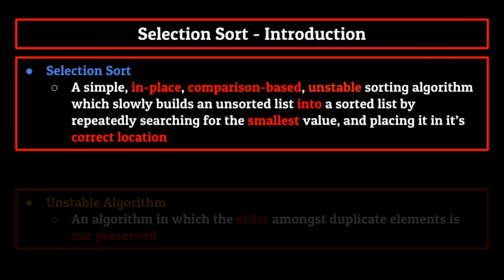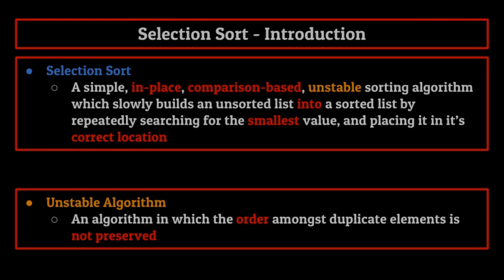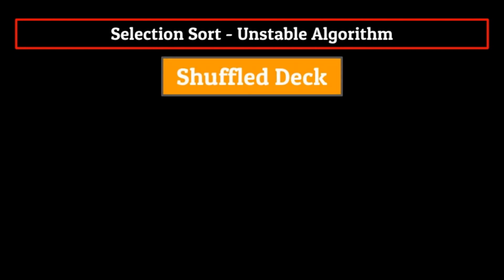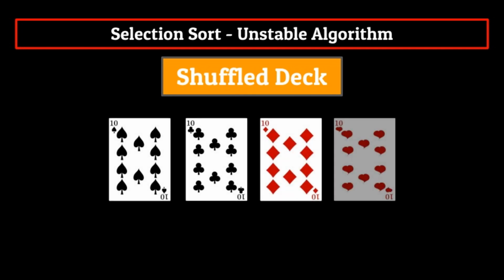Finally, an unstable algorithm is one in which the order amongst duplicate elements is not preserved. This is a tough concept to wrap your head around completely, so let's use an example. Say you were sorting a shuffled deck of cards. In a standard shuffled deck, there are 4 versions of the card with a 10 on it. The 10 of spades, clubs, diamonds, and hearts.